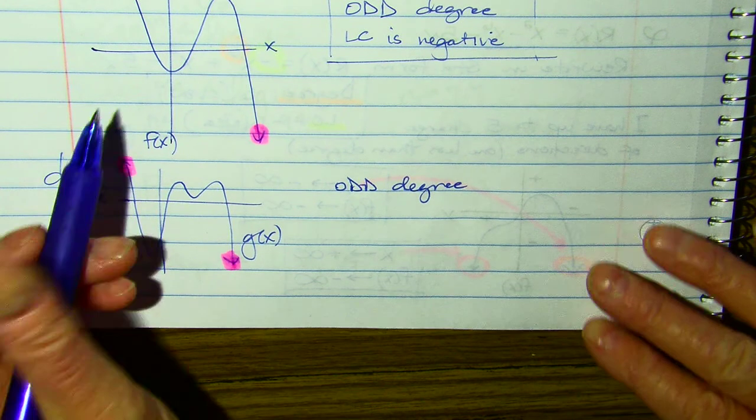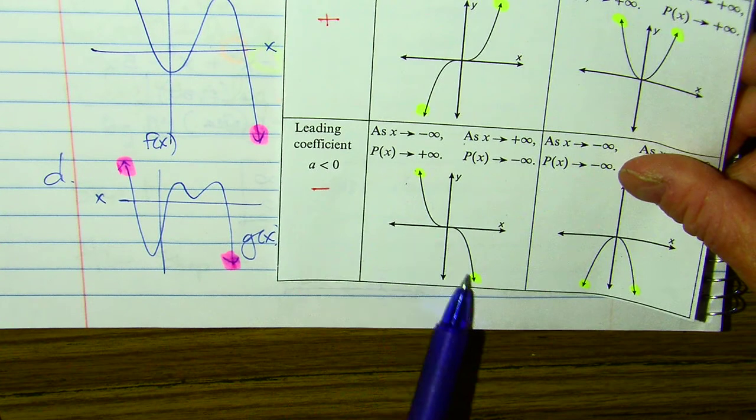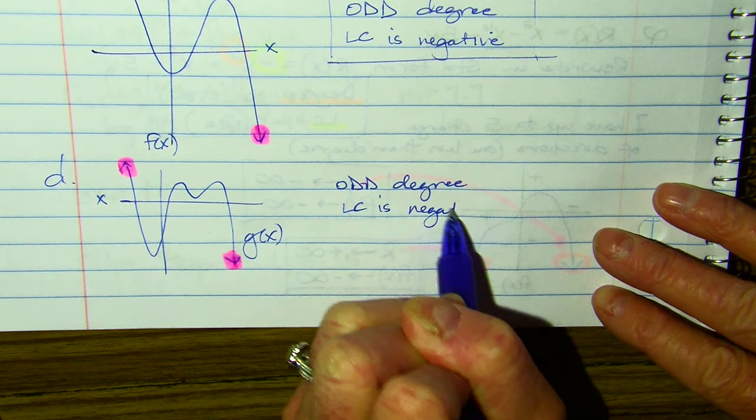And I know that it actually has the same as the last one, so the left is up and the right is down, so I know that the leading coefficient is negative.